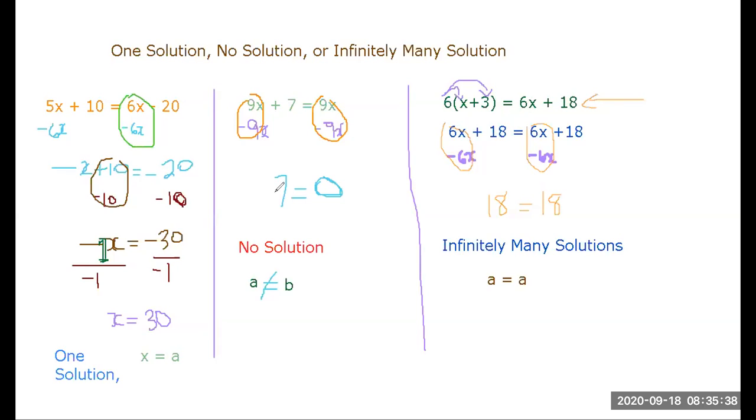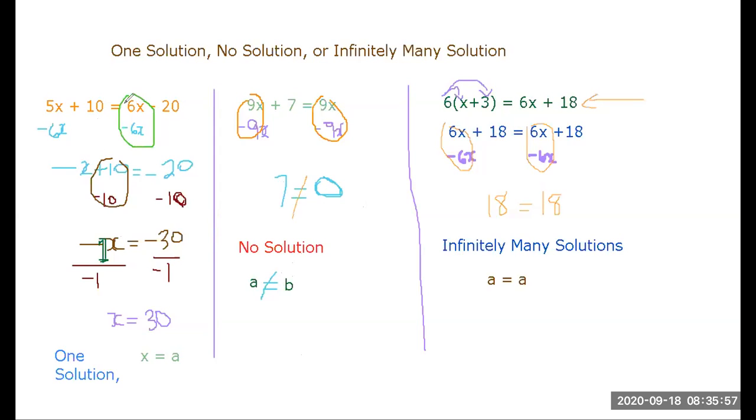Same with this one. 7 is not equal to 0. Let me put a line through this. It's not equal. Because 7 is not equal to 0, it's no solution. a is not equal to b. A cat is not equal to a dog. That's literally what it's saying.